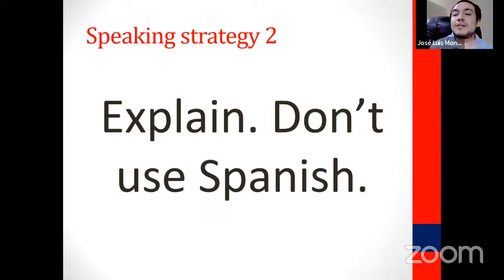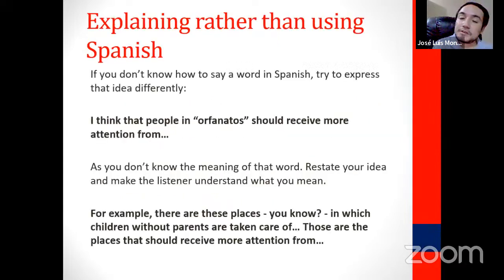All right, explain, don't use Spanish, right? Some people prefer to speak in Spanish, or they translate every single time they say that word in Spanish, but no. A good strategy is actually not using your native language. So if you don't know how to say a word in Spanish, try to explain that idea differently. It means don't say this example.